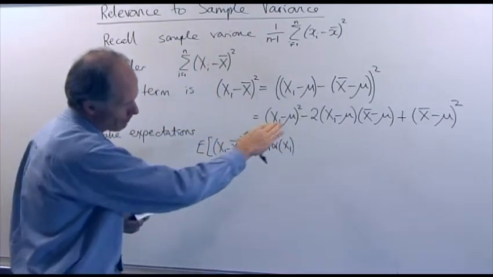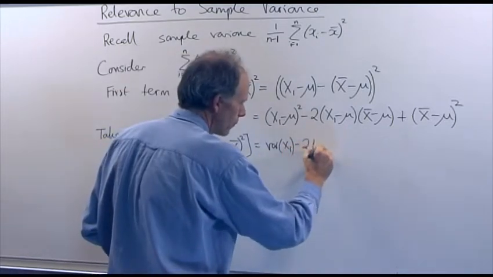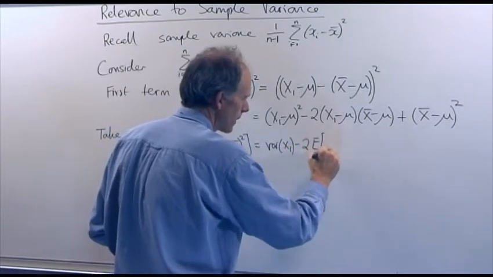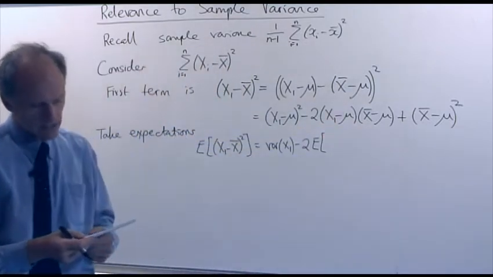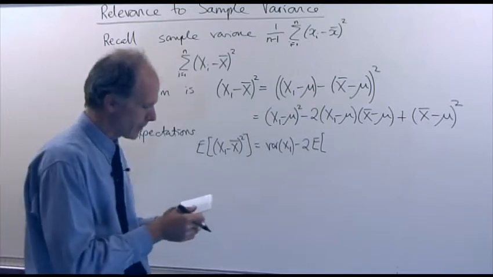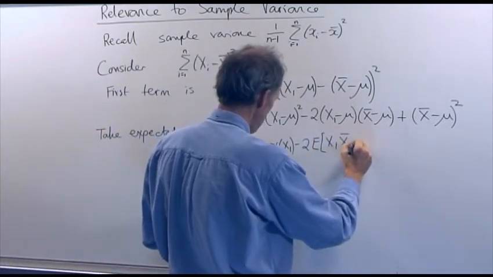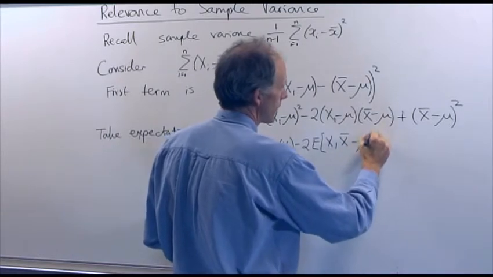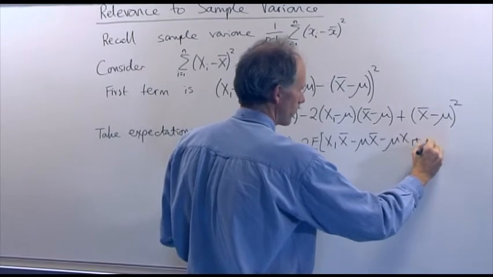The next term is a bit messy. Well, let's just try and unpick a bit of it. So we have 2 times the expected value, and now I'm going to multiply out what's inside. And you may have to just check the details on a bit of paper yourself, but we have (x1 - x̄)(x̄ - μ) ... x1 plus μ squared.